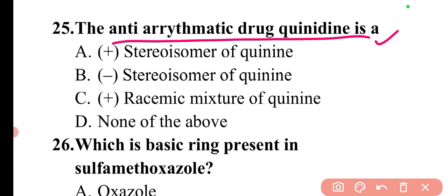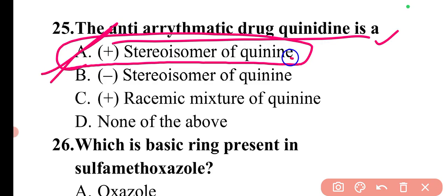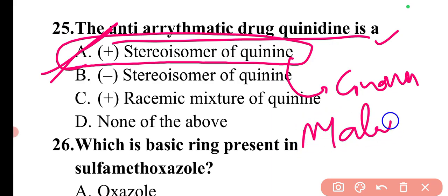So the antiarrhythmic drug quinidine is a positive stereoisomer of quinine. Basically, quinine is isolated from cinchona, which is used as an anti-malarial, and there is another chemical constituent present in cinchona, that is quinidine. But this quinidine is used as an antiarrhythmic, and quinine and quinidine are isomers of each other.